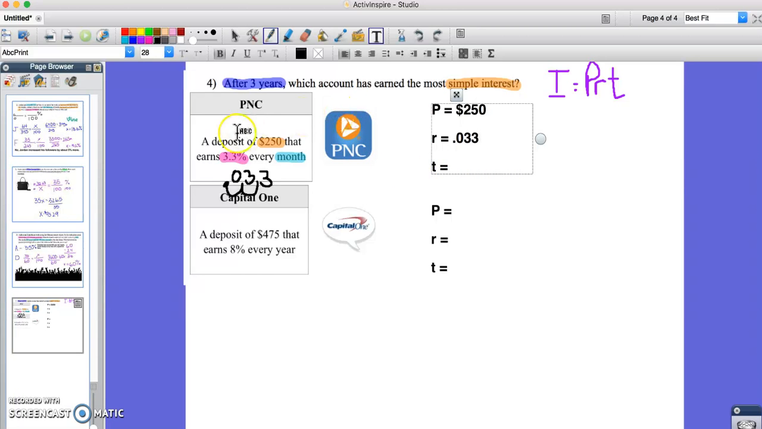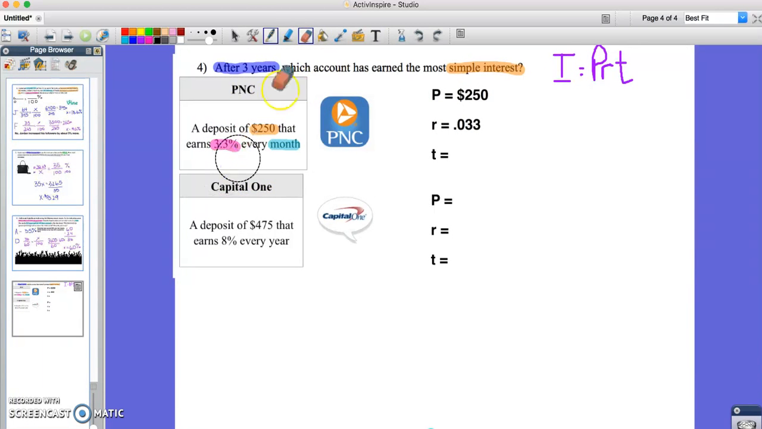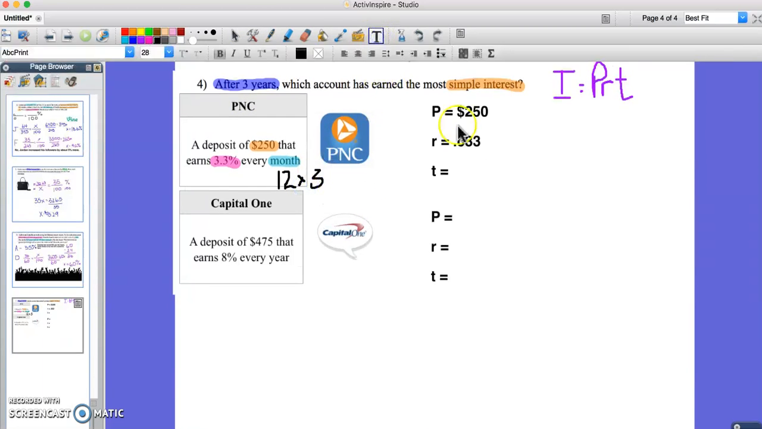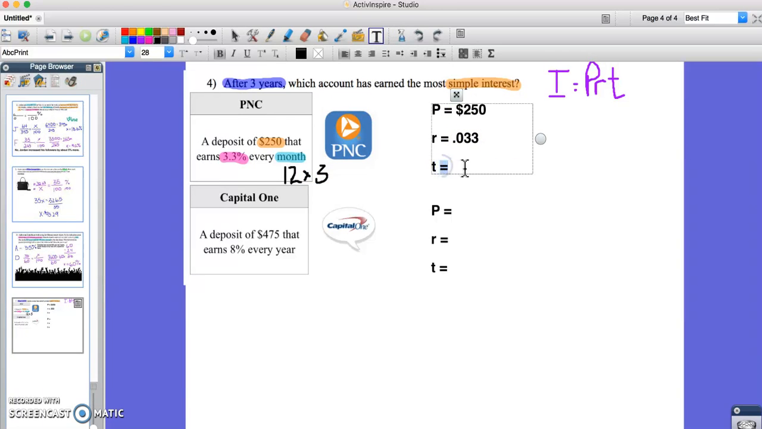The trick for PNC is that it says every month. If the interest happens every month, that means it's happening 12 times per year. So when I see every month, that's 12 times. And then after 3 years, so 12 times a year for 3 years, 12 times 3 is 36. So my time is 36.